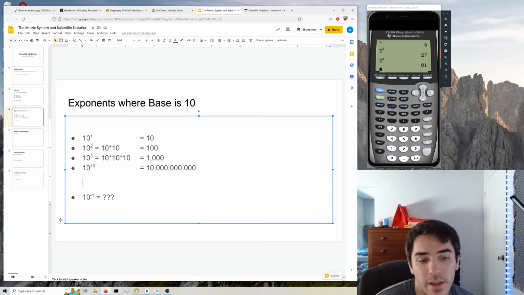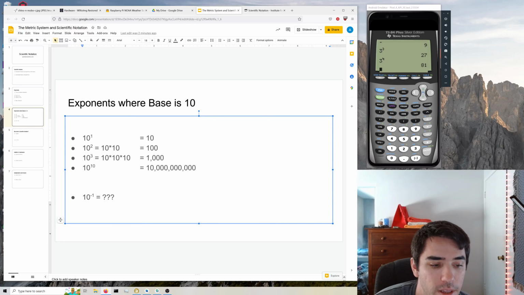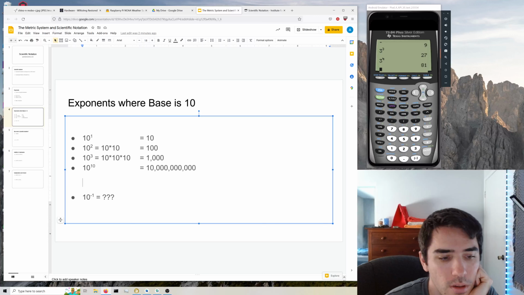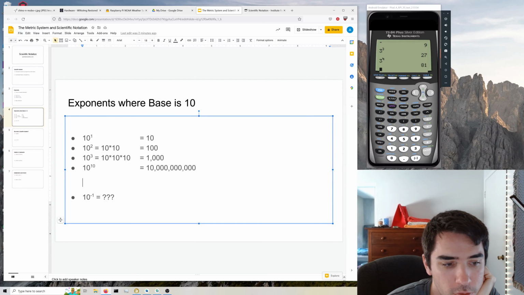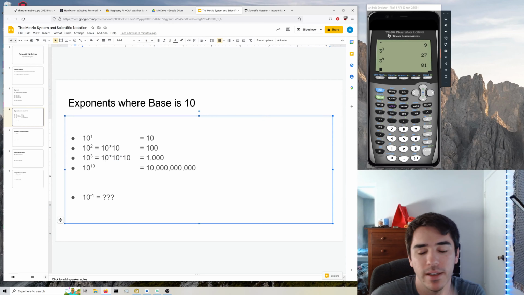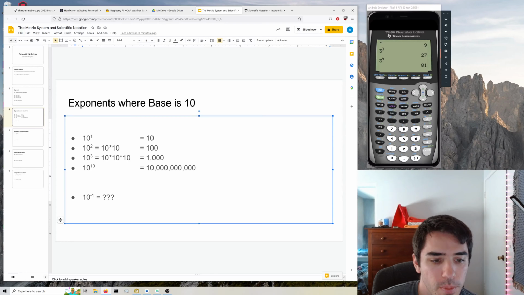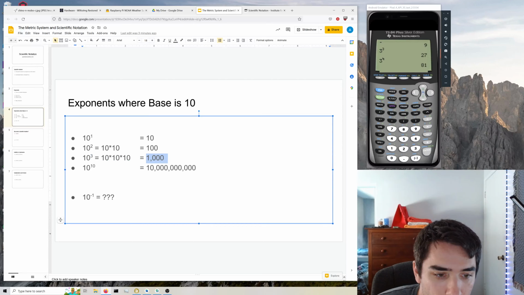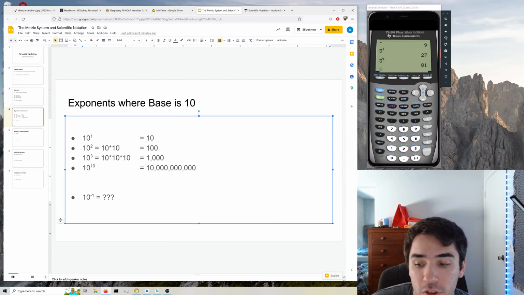Then I have a question for you, and you can pause here if you want to think about it, or I'll just say the answer. What is 10 to the negative 1? Well, one way to derive the answer is that it's the opposite of multiplication. Multiplication and division are opposites, right? Since we know that 10 to the 3 is 1,000, and 10 to the 2 is 100, and we multiply by 10 to get there, then if we go the opposite direction, it's division by 10.